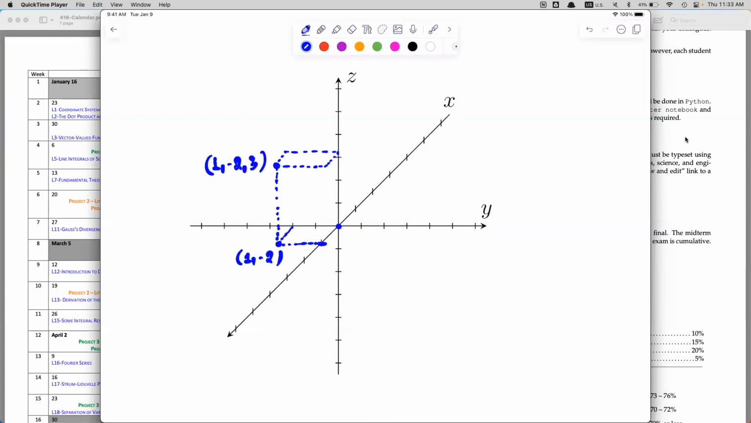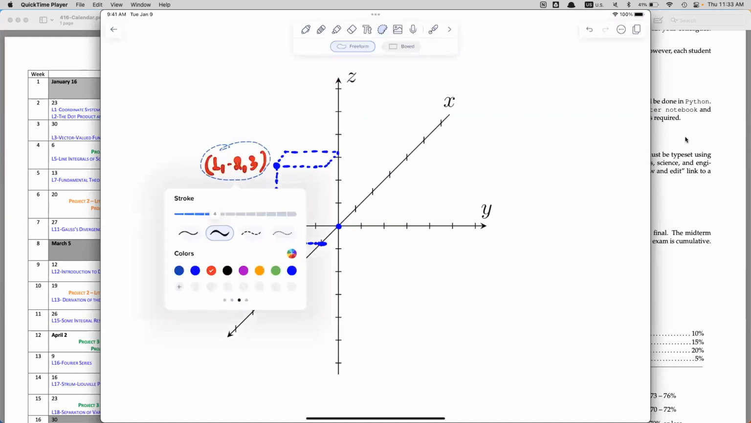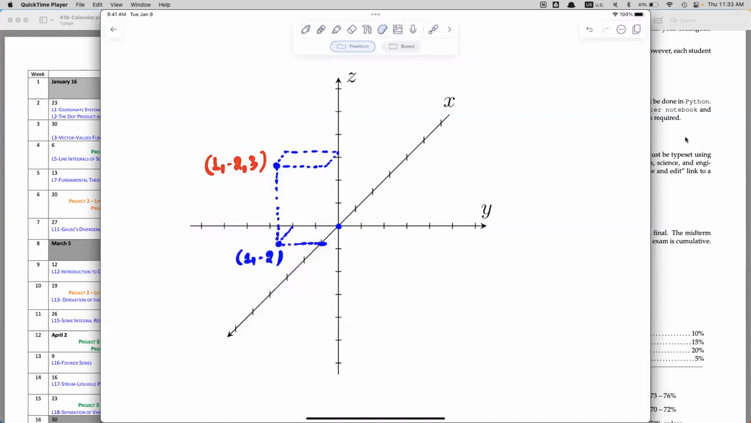Okay. Now let's try another point. Let me change the color here a little bit, so use red. Okay, so that's the point that we're looking for. So now let's move on to 1b.